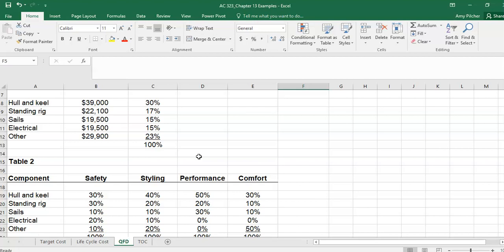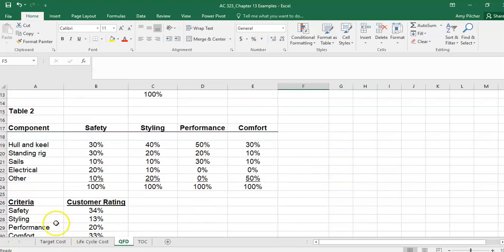We then have broken down design things for safety, styling, and performance and comfort. So we have customer requirements for safety, styling, performance, and comfort. And then we have what our current ratings are for each one of these items on safety, styling, performance, and comfort. So we take our customer rating times our current rating to weight them.